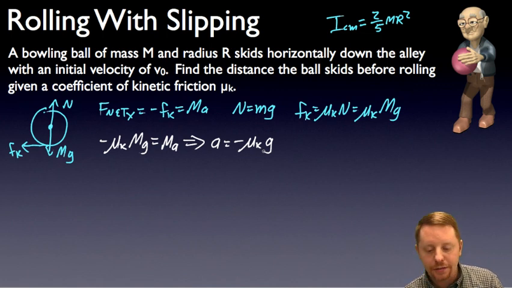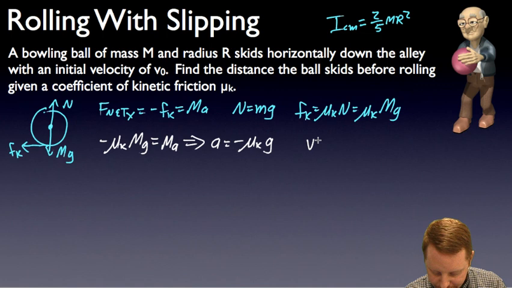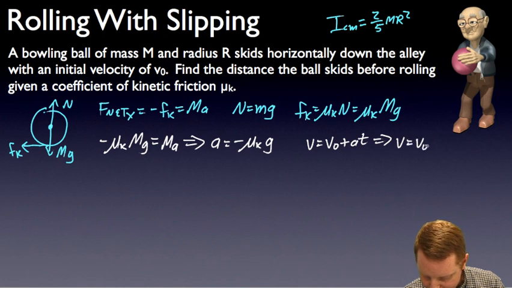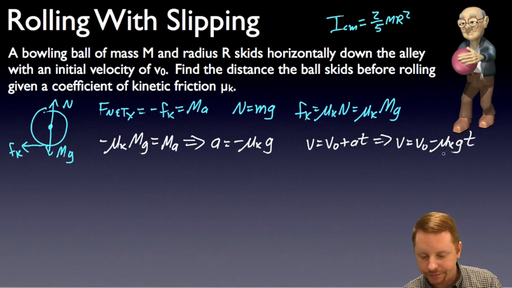Well, now let's go back to our kinematic equations. Translationally, our velocity is going to be equal to the initial velocity, v0, plus at. Well, we also know a is minus mu k g now, so I could rewrite this as v is equal to v naught minus mu k g, our acceleration, times time.